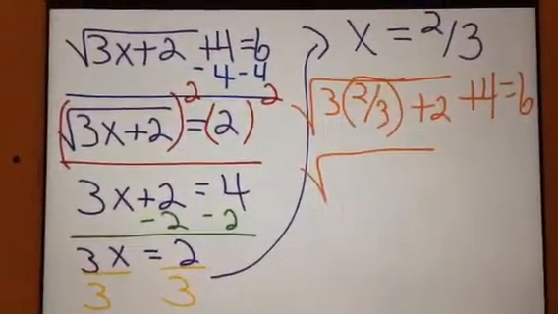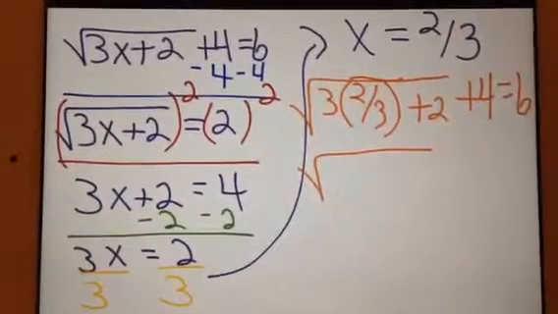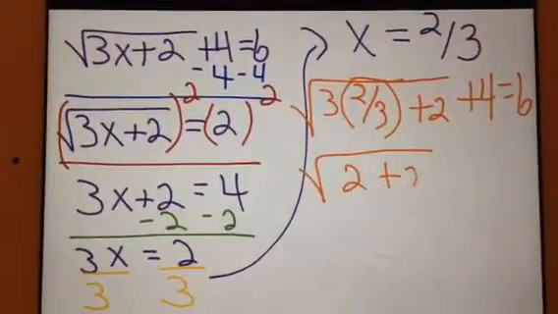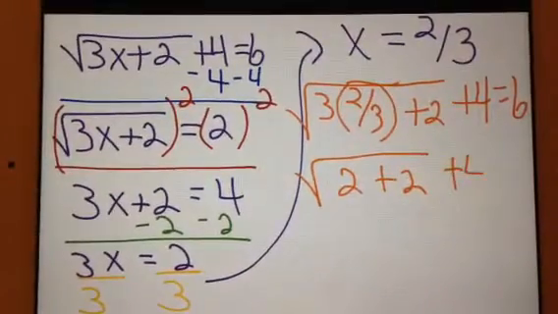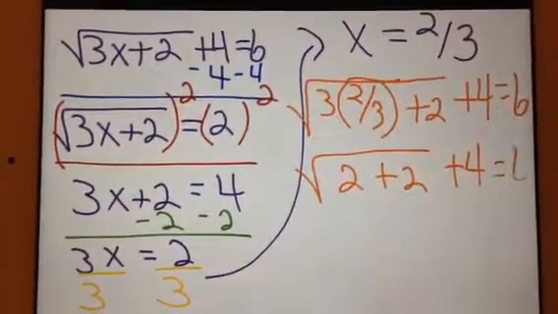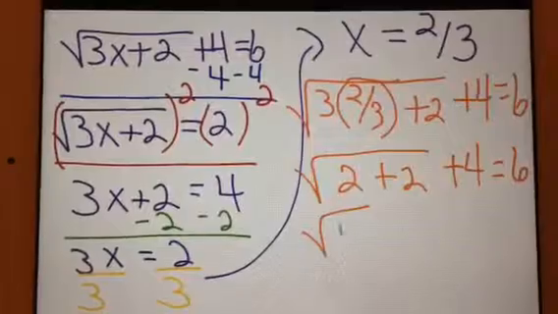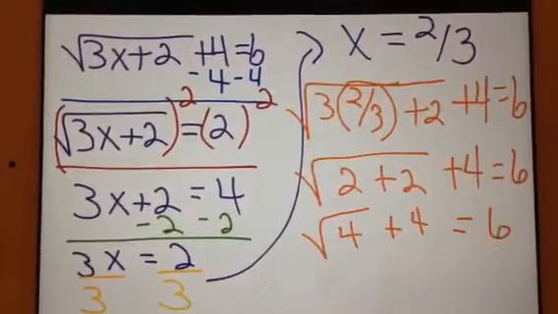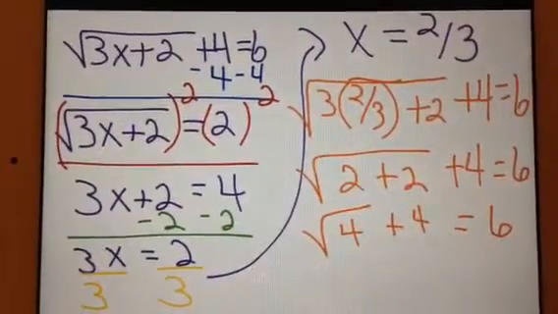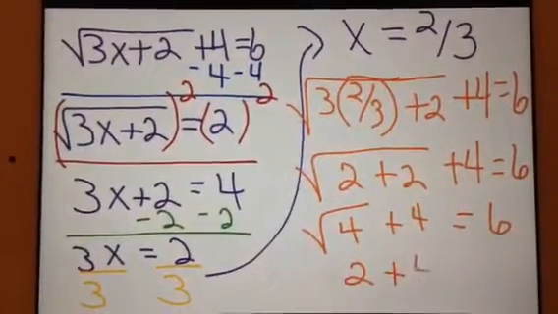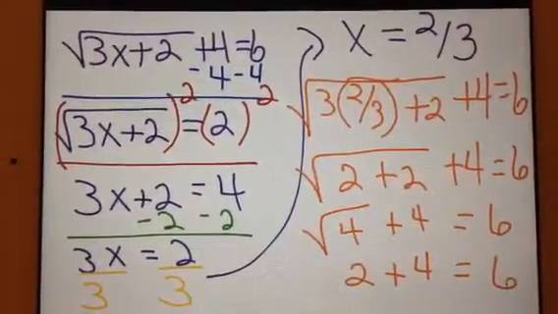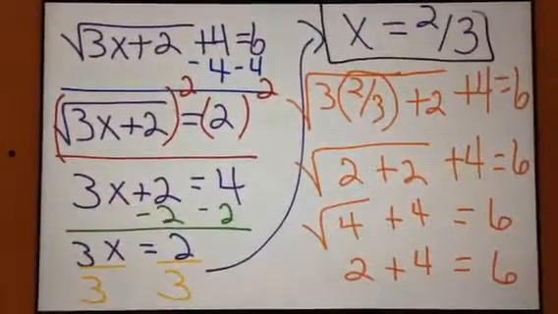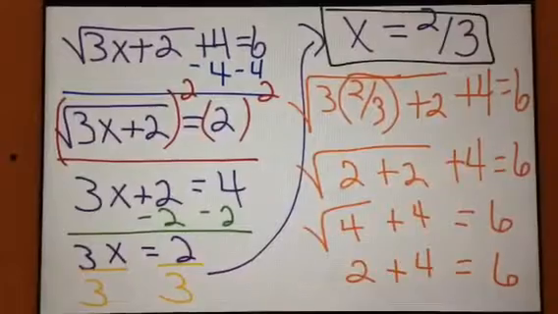Now the square root of 3 times 2/3, well 3 times 2/3 is 6/3, which is 2. So basically, I have the square root of 4 plus 4, and that should equal 6. Well, the square root of 4 is 2, and if you add that to 4, you indeed get 6. So the solution that I came up with is indeed the correct solution.